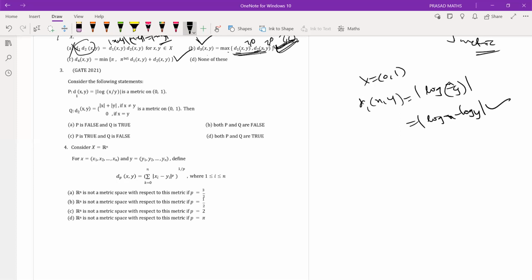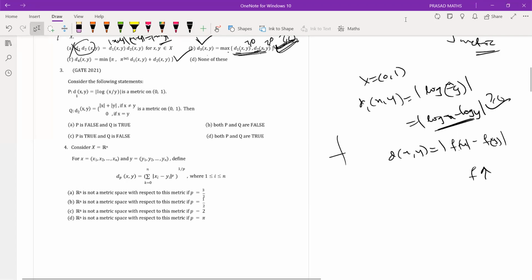Is it clear? This is non-negative. It is an increasing function, a monotone increasing function. Whenever you have a monotone increasing function, it is always a metric. Already told you. Whenever d of x comma y is f of x minus f of y, and f is an increasing function, it is always a metric. So log x is always an increasing function. So therefore, it is a metric. Yesterday I told you.